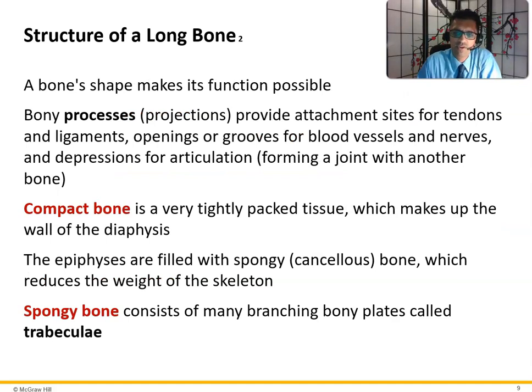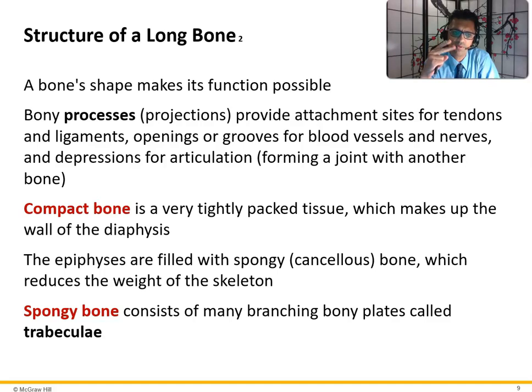Bone shape makes its function possible. Bony processes, or projections, provide attachment sites for tendons and ligaments. Let me tell you the difference between a tendon and a ligament before I go. A tendon attaches muscle to bone, and a ligament attaches bone to bone. So just to clarify, again, tendons attach muscle to bone, and ligaments attach bone to bone. Okay. You have openings and grooves for blood vessels and nerves, and you have depressions for articulation for other bones to attach. So there's a lot of things that can be found on a bone.